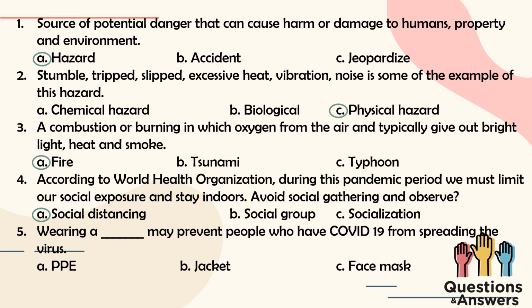Number 5, wearing a blank may prevent people who have COVID-19 from spreading the virus. A, PPE. Letter B, jacket. Letter C, face mask. So what is your answer? Okay, so the answer here is letter A, PPE.